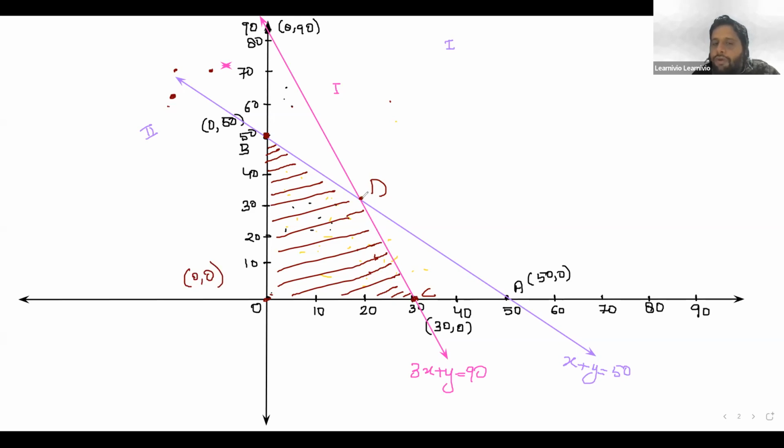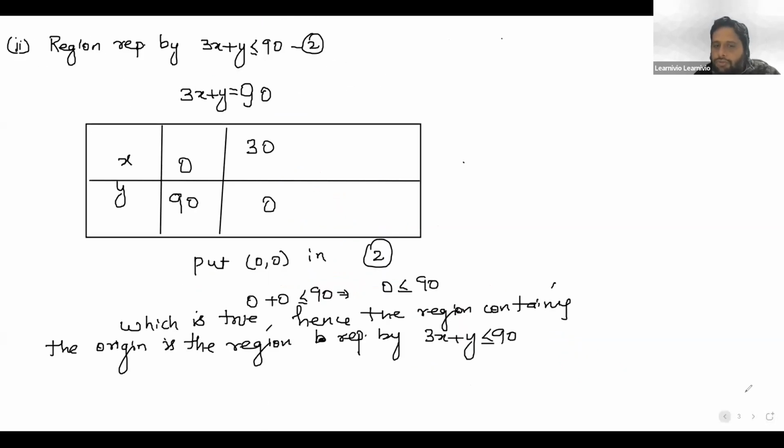Whenever you need to find this point, please do not use the graph. Do not take this point from the graph. For example, some students can say that this point is 20, 30. Don't do that. Solve the equations. You have these two equations, solve them so that you can find the point of intersection. Whenever you need to find the point of intersection, please do not rely on the graph. You can make a mistake.